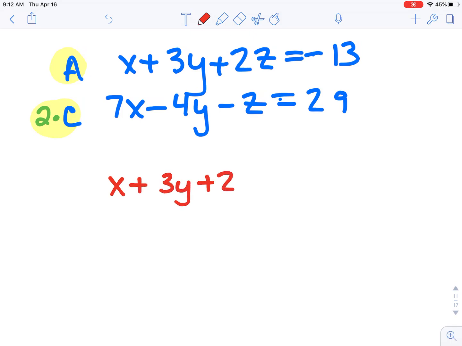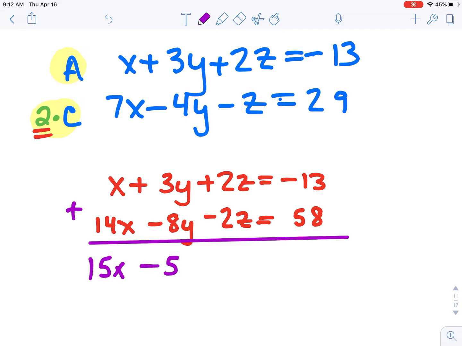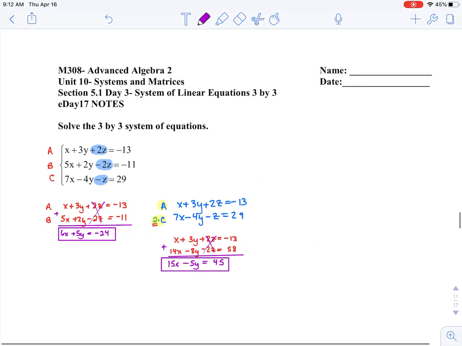So here's my equation A, just rewritten. And now my equation C, I'm going to multiply everything by 2. That becomes 14x minus 8y minus 2z equals 58. Now we're ready to eliminate our z. So we're going to add our 2 equations up, and we end up with 15x minus 5y, z's eliminate, equals 45. Please box that.